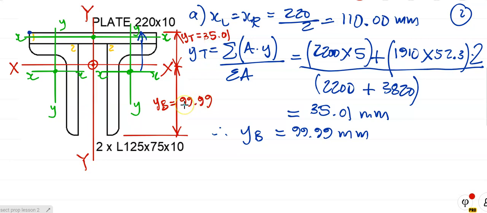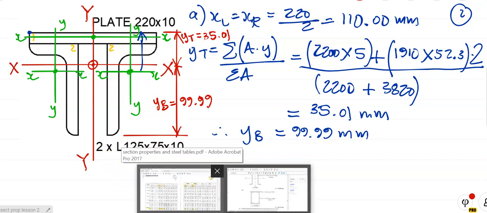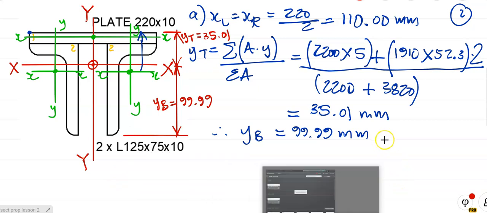Right, there we go. Okay, so y top is the distance from the x-axis to the topmost fiber of that whole section, which is the top of the plate, and y bottom is the distance from the x-axis to the bottommost fiber, which is that over there. Okay, so people, that's the first part of that particular section done.